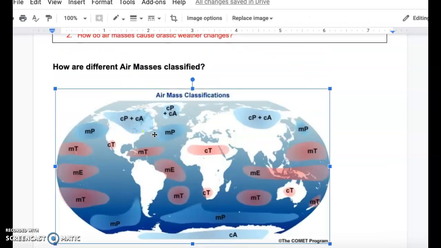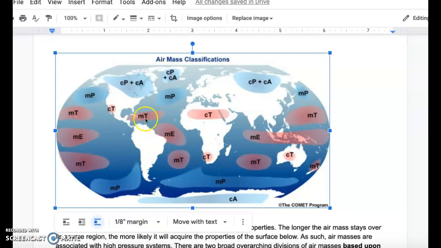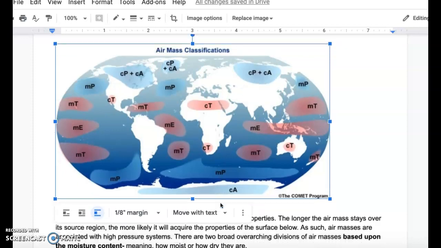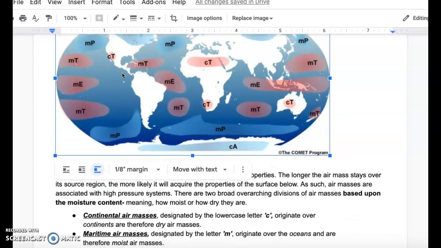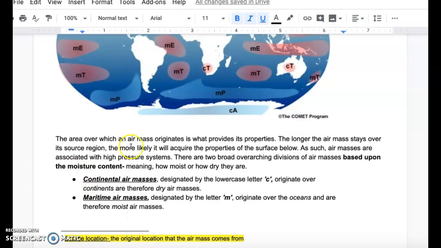I see here, you see a map with a bunch of letters and regions highlighted in red or blue. It seems like those might be air masses and their classifications might be represented by these letters. So let's see what they mean. The area over which an air mass originates is what provides its properties. I'm going to highlight that. The longer the air mass stays over its source region, the more likely that it will acquire the properties of the surface below. Seems important.